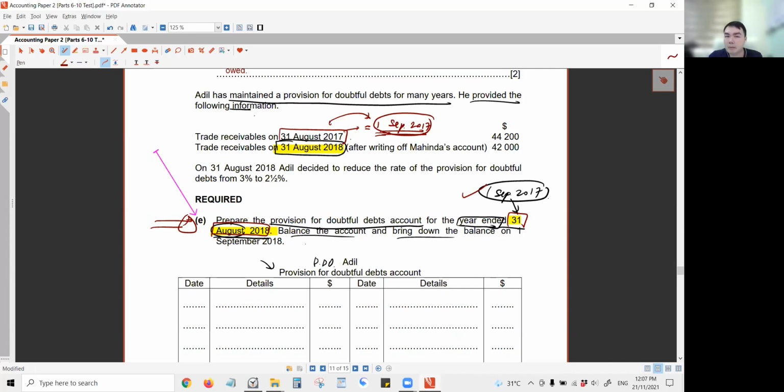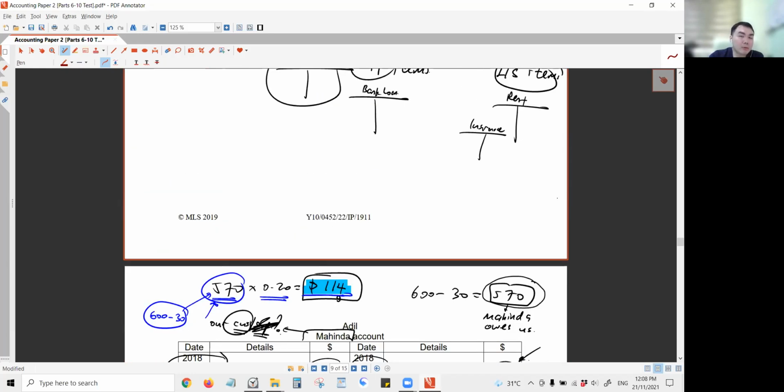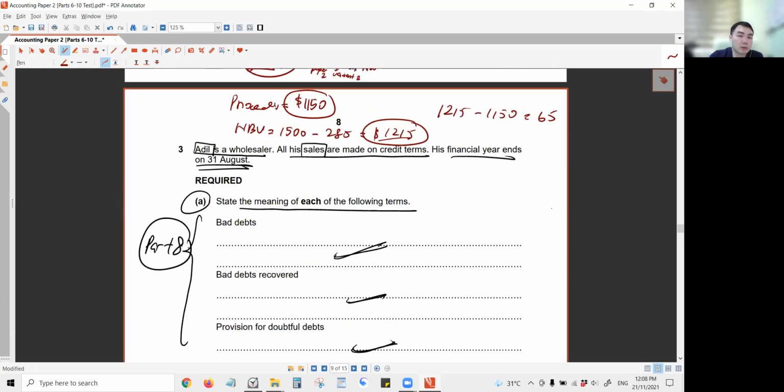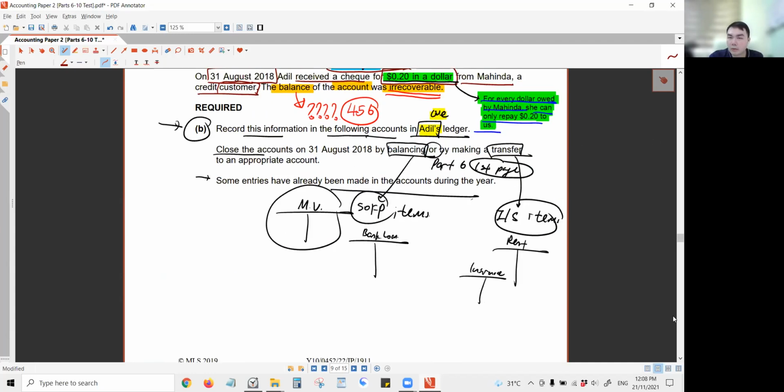So this is trade receivable at the beginning of the year. And then next line, trade receivable at the year end, 42,000. Trade receivable at the beginning, trade receivable at the year end. They say after writing off Mahinda's account. Recall what is Mahinda account? They are talking about this account that we did earlier. We are doing the same question. You notice or not? We are still doing the same question. Question 3. It's the same question. So everything is linked together.